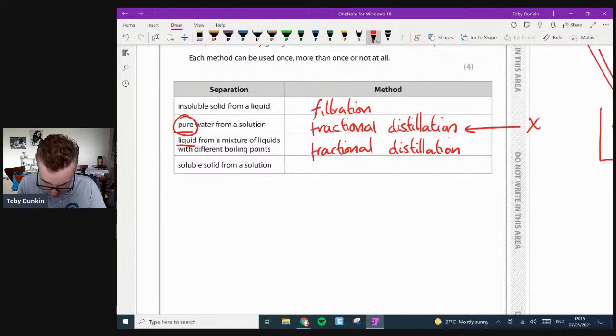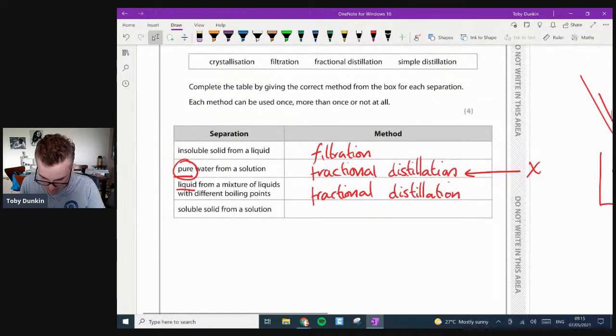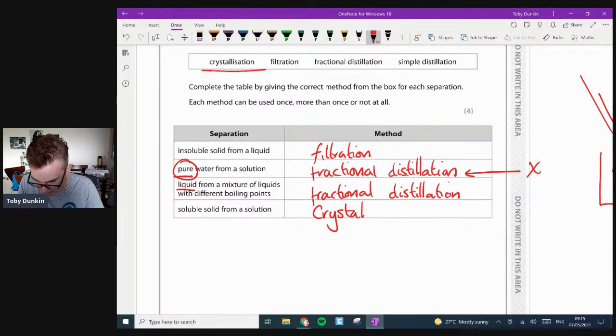Just telling you. Soluble solid from a solution. Oh, a soluble solid. We're going to use crystallization. Yeah, crystallization. Can I just point out that one there?